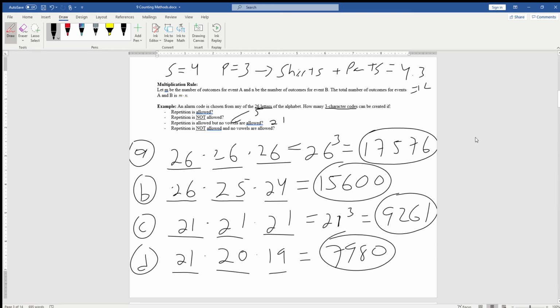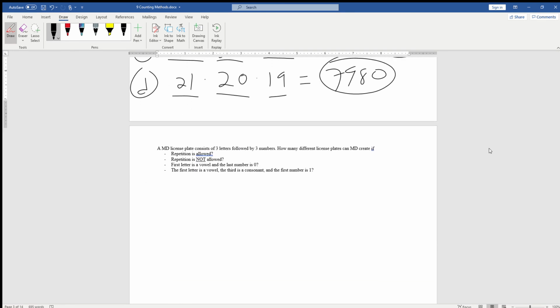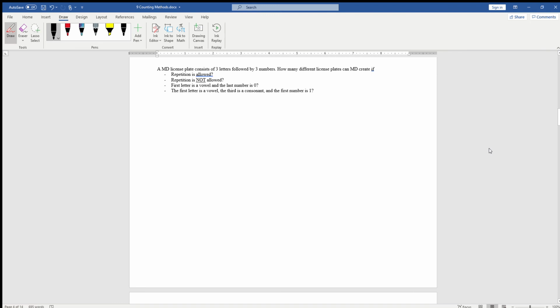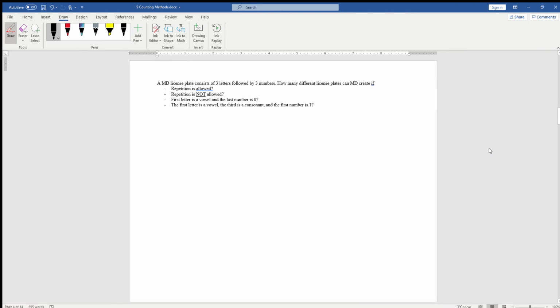So a second example involving the multiplication rule might involve license plates. This is the older way that Maryland used to do license plates. I think they started running out of different possible license plates, so that's why they made the new ones. I think there are more characters now in license plates in Maryland.